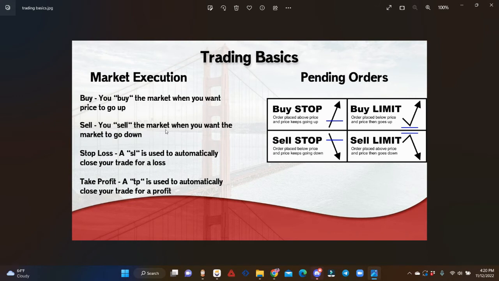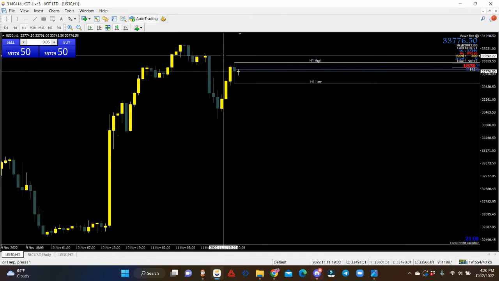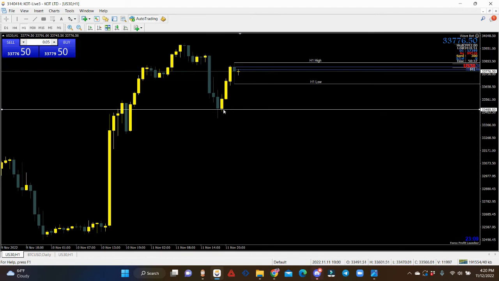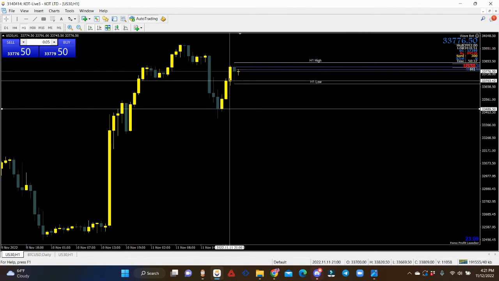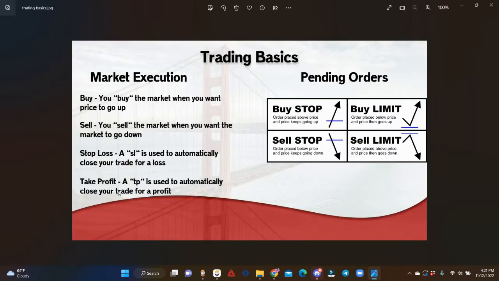The next thing I want to talk to you guys about is a stop loss and a take profit. Going back to this example, let's go back to the buy example. Let's say we bought it right here. Remember, when you buy something, you want the value of that thing to go up from where you bought it. So if we bought at this level right here and price continues to go up, the more it goes up, the more money we're going to make. So the first thing we're going to talk about is a take profit.